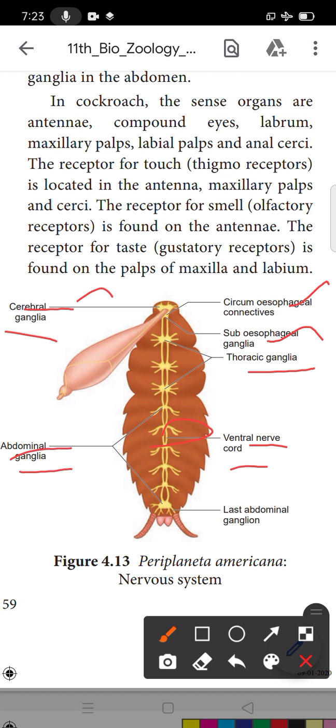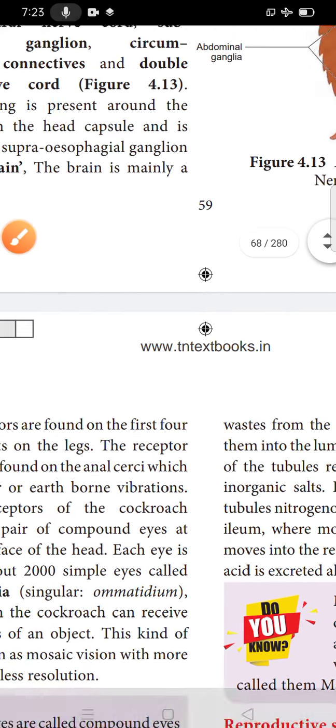What is abdominal ganglia also present? Then last abdominal ganglia also present. What is last abdominal ganglia? So what are the parts present for the nervous system? Cerebral ganglia, abdominal ganglia, circumesophageal connectives, subesophageal ganglia, thoracic ganglia, ventral nerve cord, last abdominal ganglion is present.